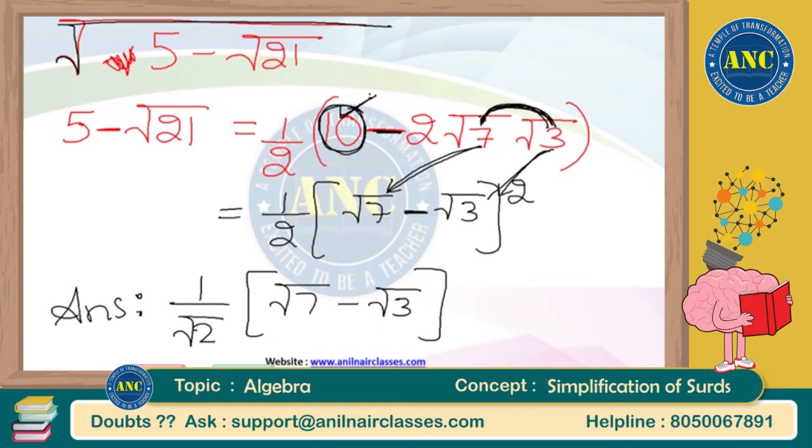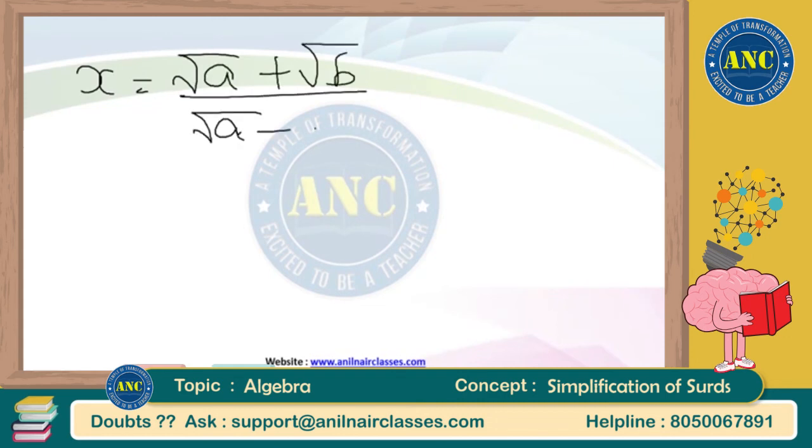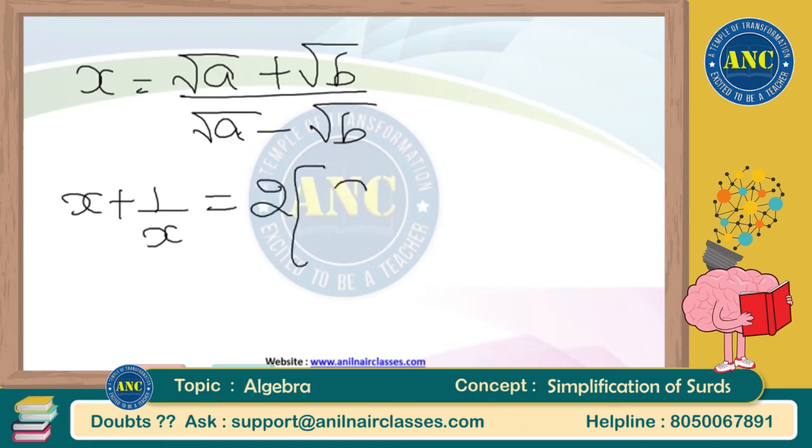The second variety of problem we have solved is: if x is the square root of a plus the square root of b divided by the square root of a minus the square root of b. Let me write it here so that you will not get confused. If x is root a plus root b divided by root a minus root b, then x plus 1 by x can be written as 2 times, forget about square roots everywhere and write as it is, a plus b divided by a minus b. Very simple to remember, sir.